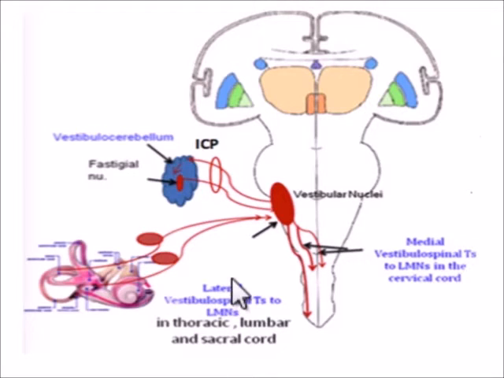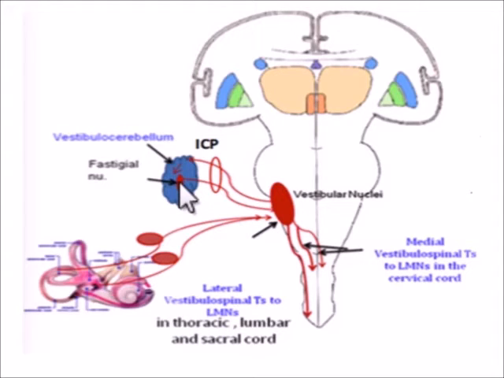Now, as I said, the vestibular nerve receives its fibers from the vestibular apparatus, which is in the internal ear, and then the vestibular nerve goes through the internal acoustic canal and reaches the vestibular nuclei in the upper part of the medulla. And from the vestibular nuclei, the fibers go to the flocculonodular lobe, or the vestibulocerebellum, through the inferior cerebellar peduncle, and these fibers end up in the fastigial nucleus in the vestibulocerebellum.